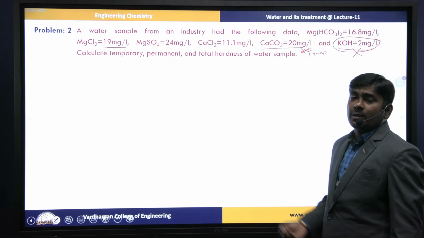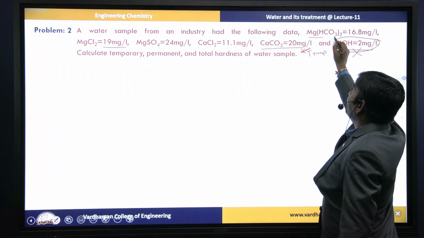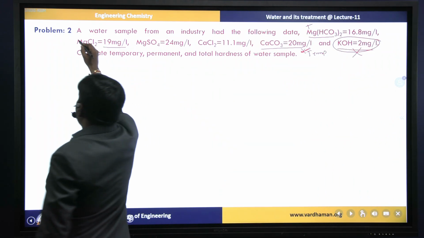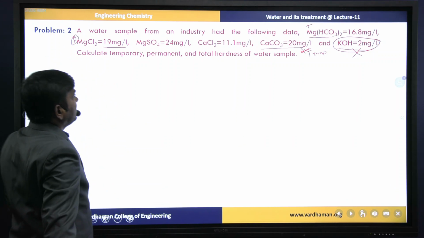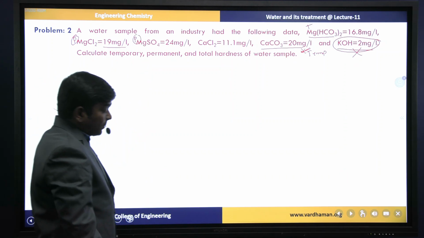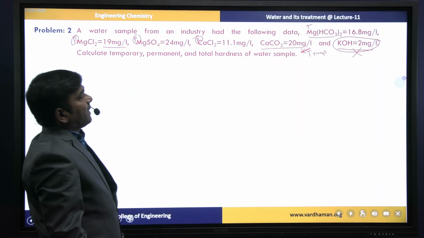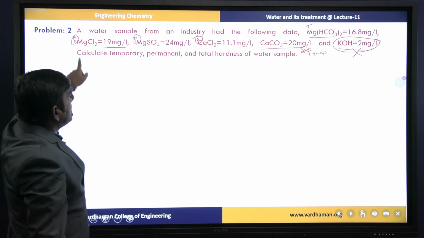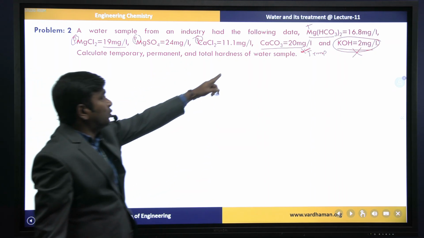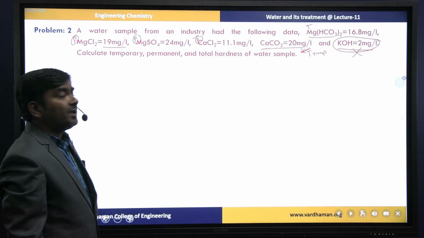First, let us identify which are temporary hardness causing salts and which are permanent hardness causing salts. Magnesium bicarbonate is a temporary hardness causing salt, right? Magnesium chloride, permanent hardness causing salt. Next, magnesium sulfate, also permanent. Calcium chloride, also permanent, right? So in this data, permanent hardness causing salts are 3: magnesium chloride, magnesium sulfate, and calcium chloride. And temporary hardness causing salts are 2: magnesium bicarbonate and calcium carbonate, and KOH will not cause any hardness, right?